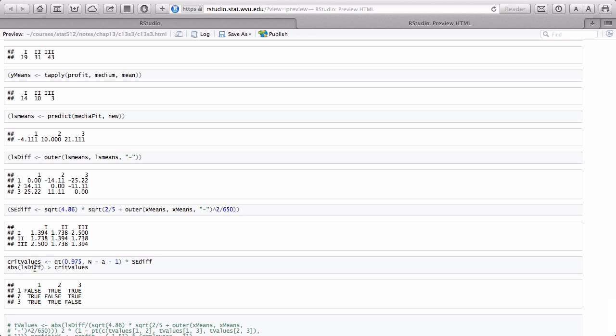And I ask, is LS fit greater than the critical value? And here are the trues and falses. Okay, so if it's different, it means significant, which means that 1 and 2 is significantly different, and 1 and 3 is significantly different, but actually it means all 3 are significantly different, yeah.